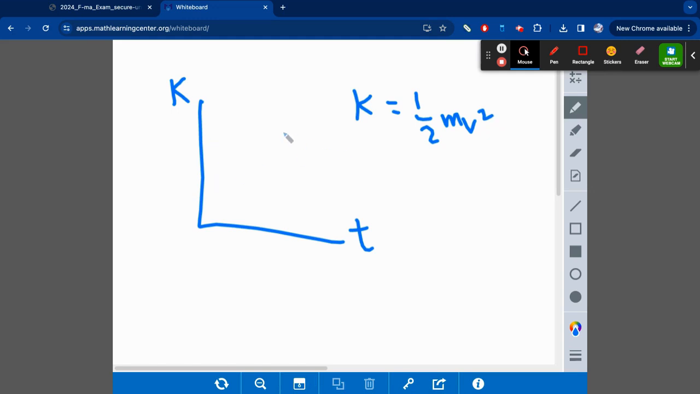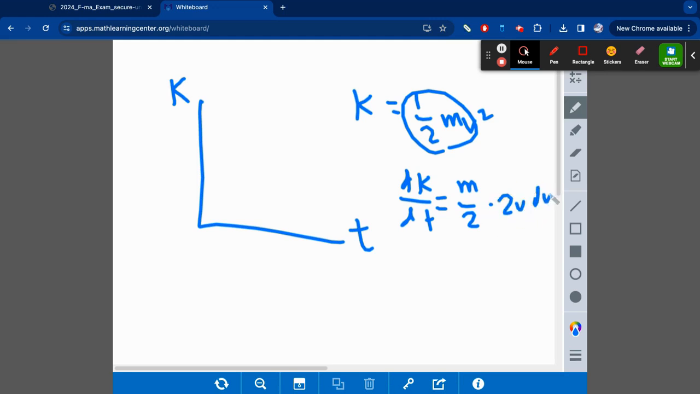And so if we want to know what the derivative, or the instantaneous slope of the graph, will look like at various points, we can take the derivative of this, and by the chain rule we get m times v times a, where a is just dv over dt. So we know that at various points, the derivative of this function is just mva.